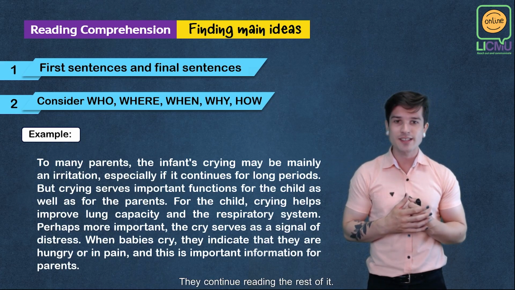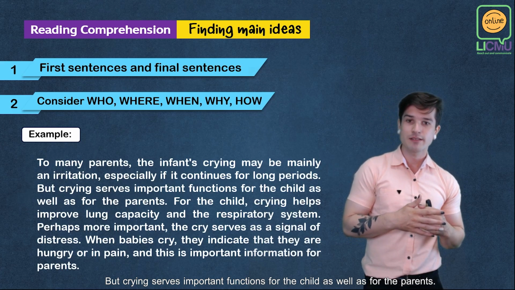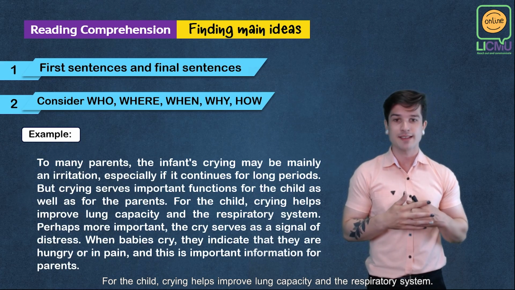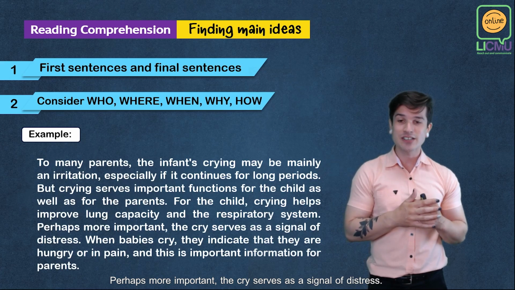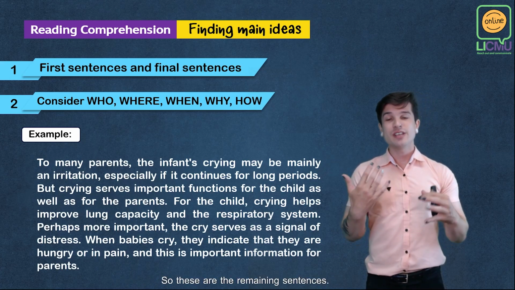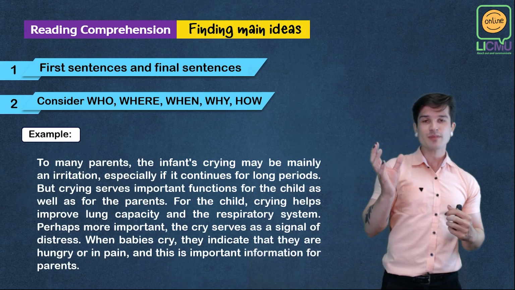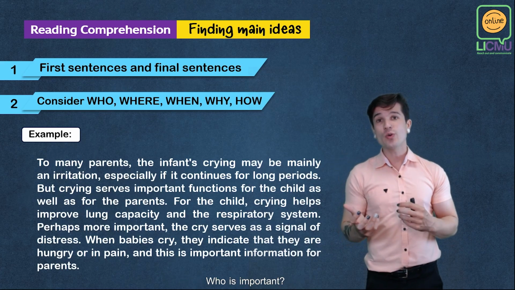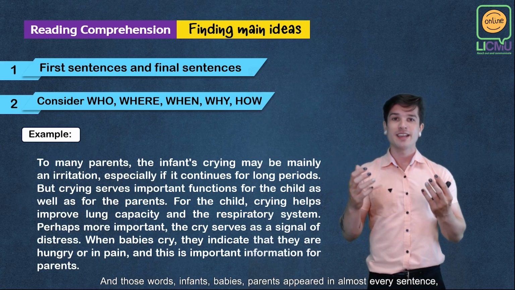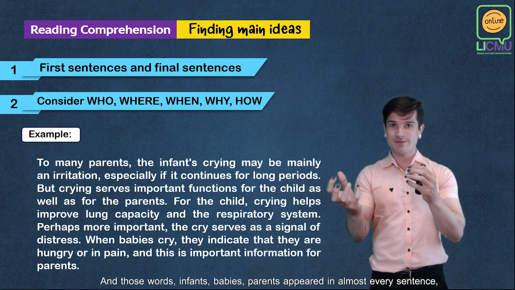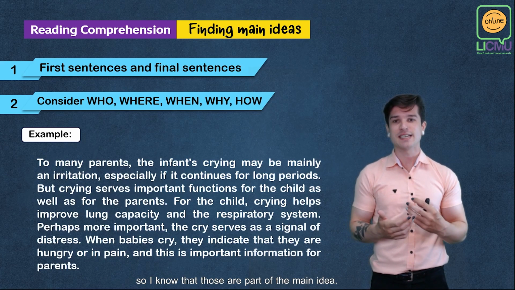As I continue reading the rest of it: "But crying serves important functions for the child as well as for the parents. For the child, crying helps improve lung capacity and the respiratory system. Perhaps more important, the cry serves as the signal of distress." So these are the remaining sentences, the sentences in the middle, that give me more details. So as I'm thinking about the questions, who is important? Well, I only have two groups of people in this, and they are babies and parents. And those words, infants, babies, parents, appeared in almost every sentence. So I know that those are part of the main idea.